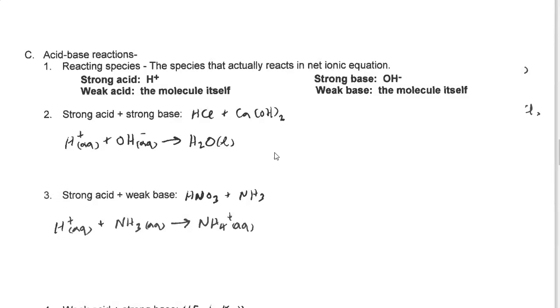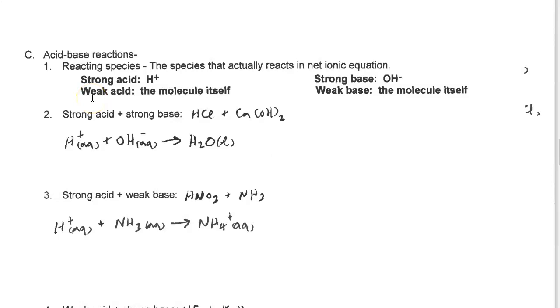When you're doing this, you can go through the total ionic equation and then start canceling stuff all over the place if you want to get the net ionic. But pretty much what they're going to ask you for is the net ionic equation for this stuff. So here is a nice little shortcut for you when you're doing these reactions. What we're going to do is write down what we call the reacting species. The reacting species is the species that actually reacts in your net ionic equation. See, it's not that hard, is it?